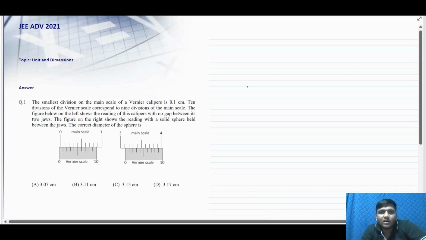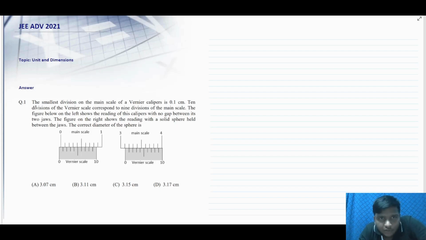Hello everyone. We are solving another question of JEE Advanced 2021. This is a question from paper 2 from the topic of units and dimensions. It is not a usual question like those of Vernier calipers, because there is some twist.